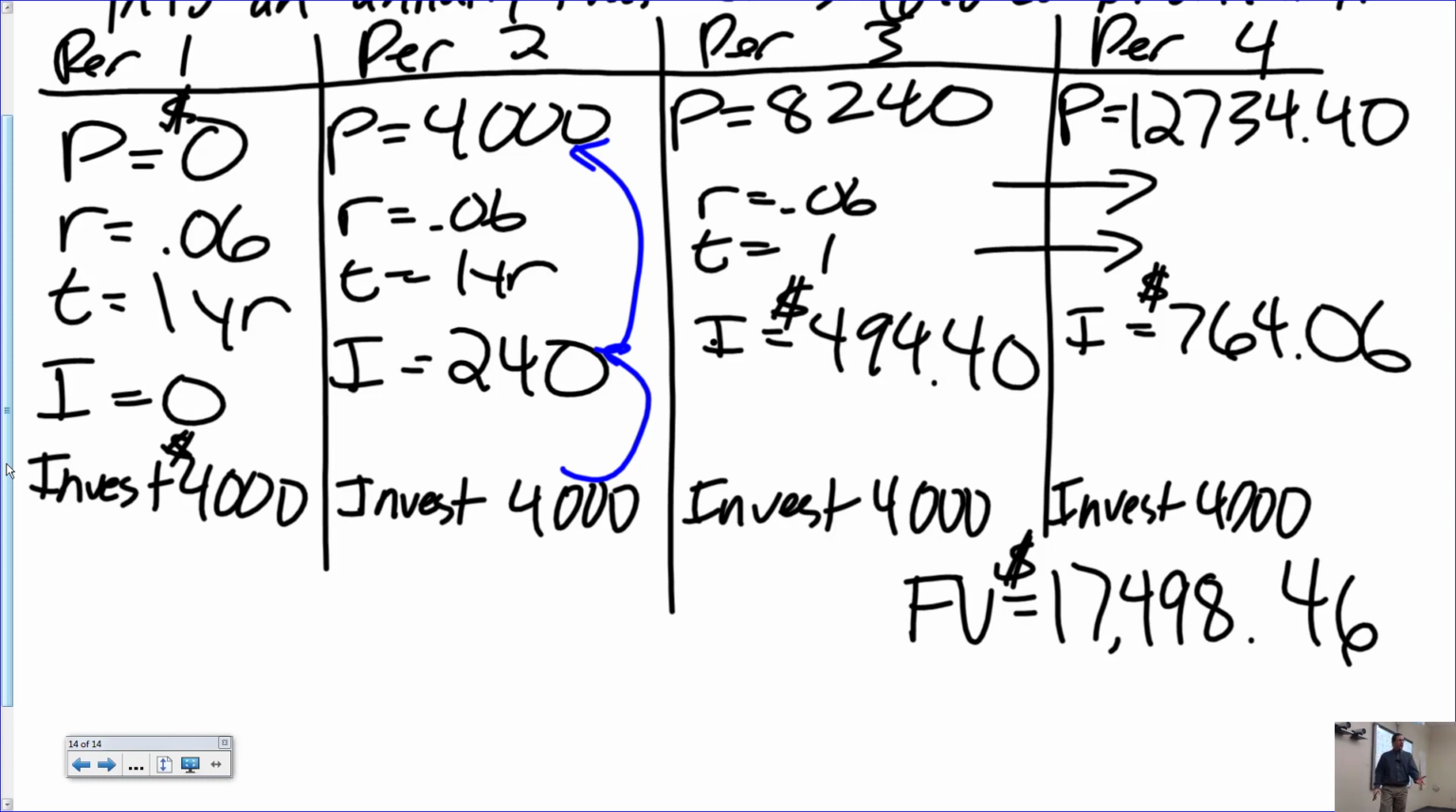So at the end of 4 years of investing $4,000 at the end of the year, earning 6% compounded annually, you'll have just a shade under $17,500.